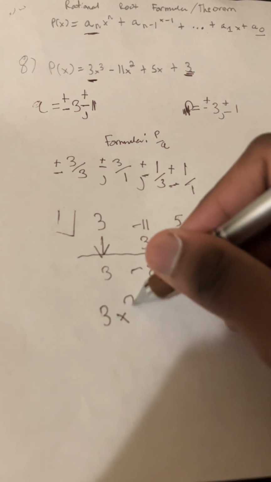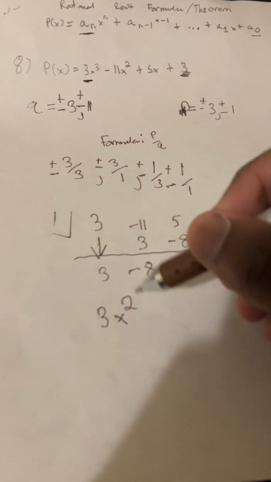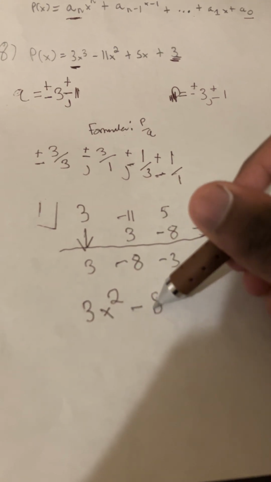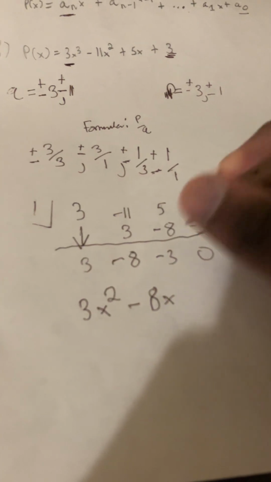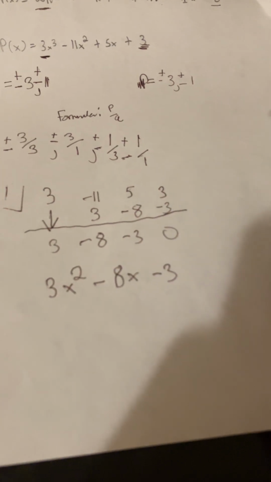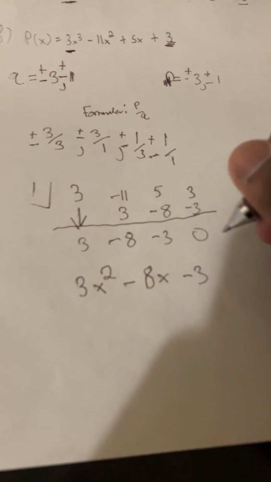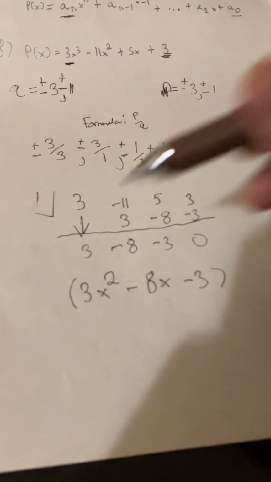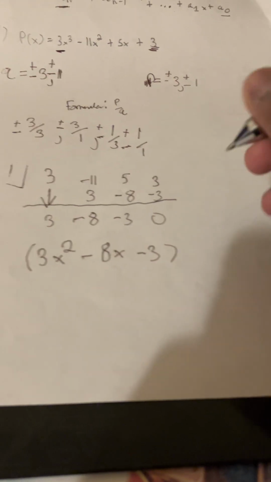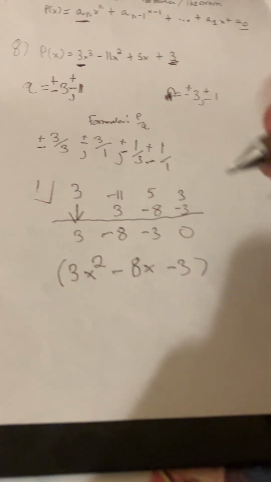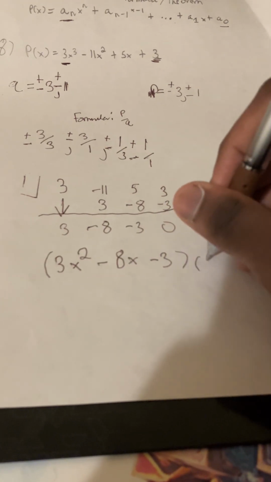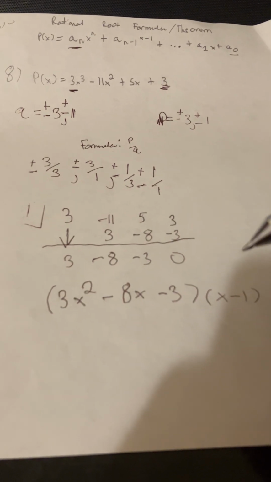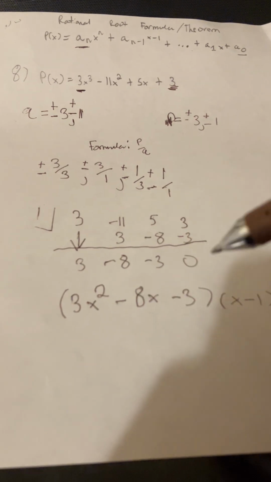So it's going to be 3x squared, because we're dividing here. Each time we go down, the power drops, so it's not x cubed: 3x squared minus 8x minus 3. This is our quadratic equation. And then we're going to take this 1 and make it into x minus 1, because 1 is the zero. Then we're going to factor this out a little bit.